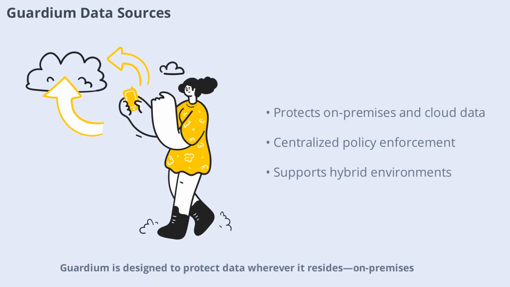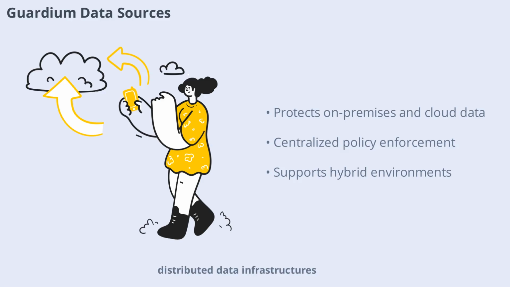Guardium is designed to protect data wherever it resides: on-premises, in the cloud, or across hybrid multi-cloud environments. Its flexible architecture allows for centralized policy enforcement and management, whether deployed as hardware or software. Guardium supports a wide range of data sources, ensuring that sensitive information is monitored and protected regardless of its location. This adaptability is crucial for organizations managing complex, distributed data infrastructure.